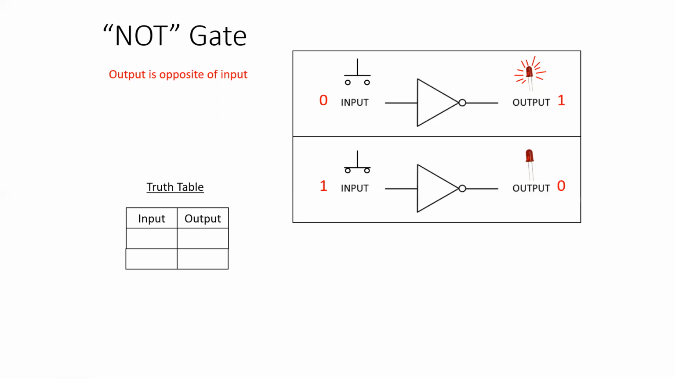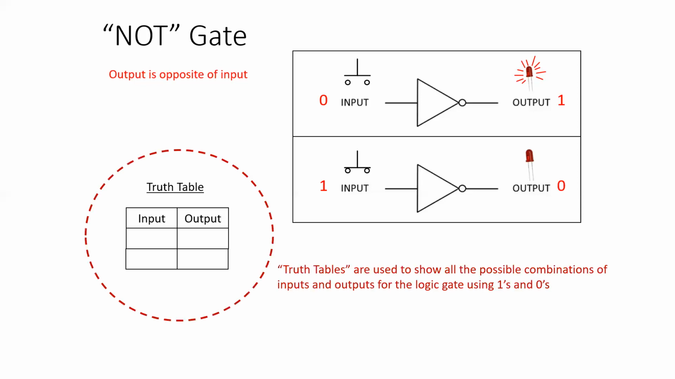So we can see here from the right-hand diagram that there really are only two combinations. Either the input is low, 0, and the output is high, or the opposite. The input is high and the output is low. The way that we represent this in a truth table is to simply put 1 or 0 for the high and the low.